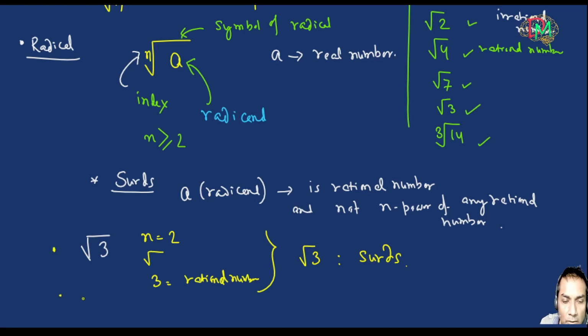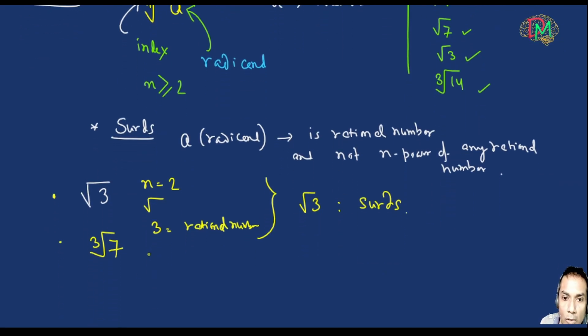I give you more examples. If I told you cube root 7, now here also all conditions satisfy. There is a root symbol, cube root 7, so n is actually any natural number, that is fine, and 7 is not any power of cube, right? So this part also satisfies. Okay, and 7 is actually a rational number, so all conditions satisfy. Cube root 7 is also a surd.